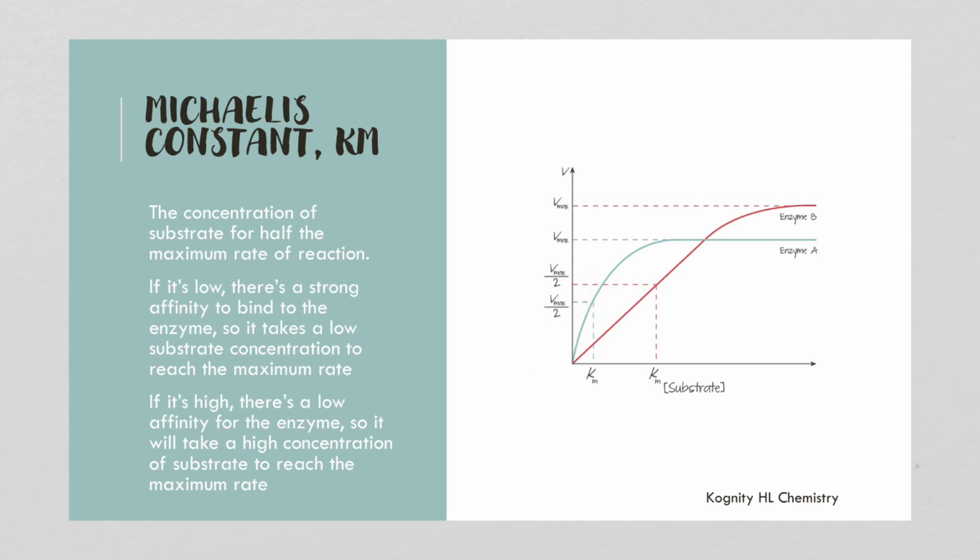And then if that value is higher, like for enzyme B, there's a lower affinity for the enzyme, so it will take a high concentration of the substrate to reach the maximum rate. So you can see the differences here. You don't need a lot of substrate to get to the maximum rate, whereas for the second one that had a higher Michaelis constant, you actually need more of the substrate to get to the maximum rate.